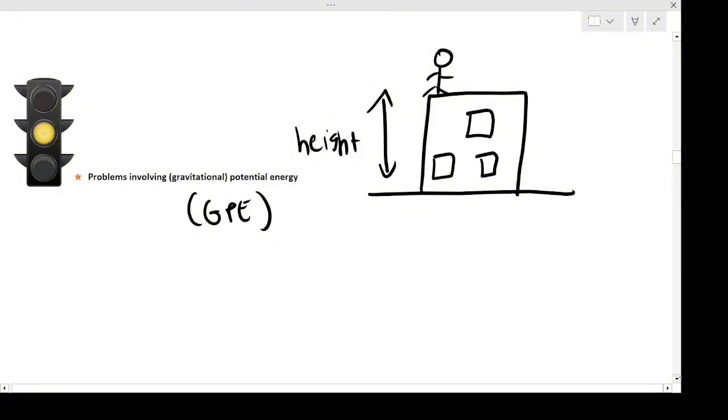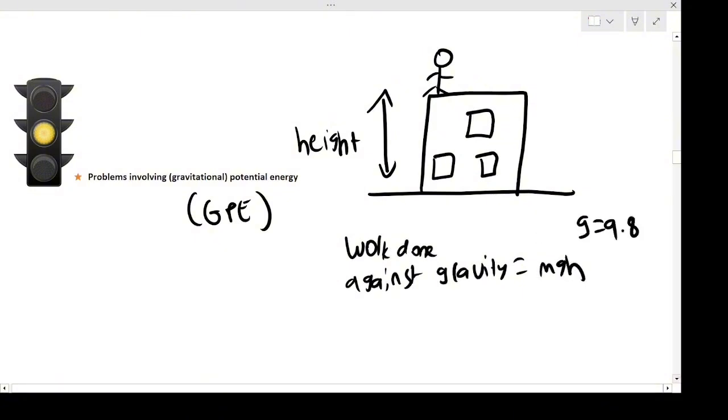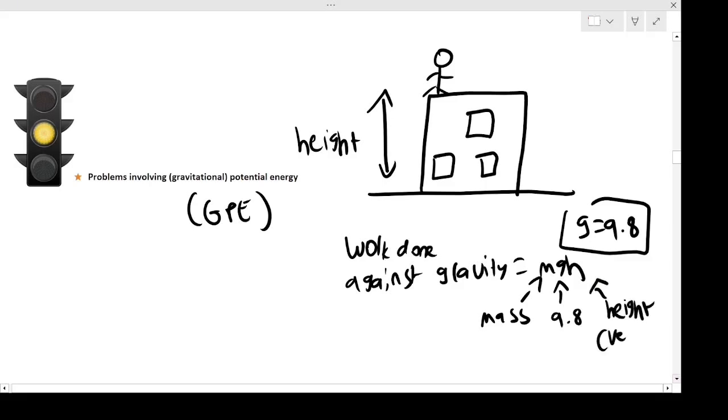So how are we going to work that out? Well, as we discussed last time, the work done against gravity has a specific formula: mgh. So again, m is the mass, g is this number 9.8. Again, it's like pi, an ongoing number, but usually we say 9.8. And h is your height above ground, the vertical height, I must say. Now that's the work done against gravity.